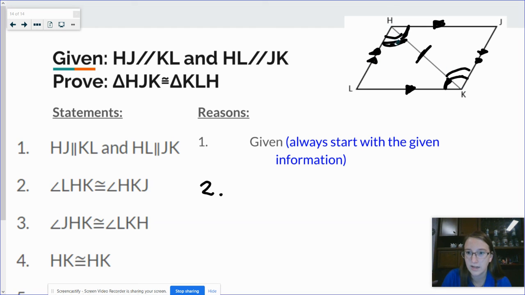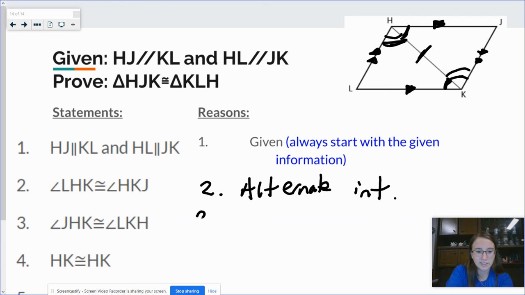LHK, this angle right here, congruent to HKJ. So we're looking at the 2 that I marked with 2 markings. Why did we say those were congruent? What relationship do they have again? Alternate interior angles. Got some parallel lines, we're going to have some alternate interior angles being congruent. These are going to be the other angles on the opposite side. We have JHK, so this angle, and then LKH, so this angle. Once again, those are going to be alternate interior.